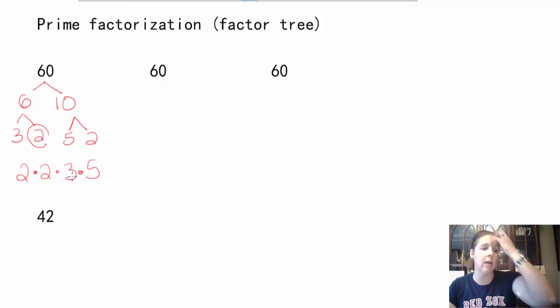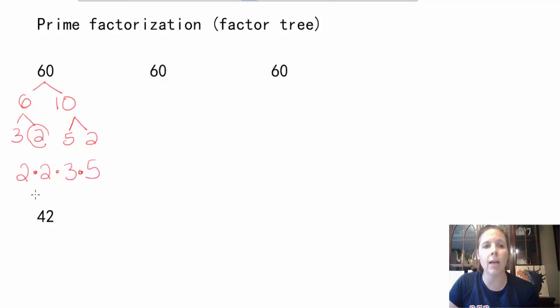And depending on the directions, sometimes you'll leave it like this. Other times you'll go ahead and make this 2 squared. And you do not put 4 because you want it to stay prime. So either one of these is right. It just depends on what the question's asking.